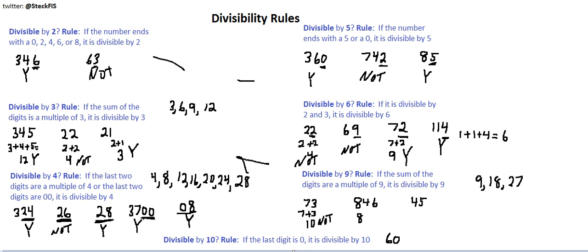846. All right, I'm going to add 8 plus 4 plus 6: 12 plus 6 is 18. 18 is on my list. So 846 is divisible by 9. Here I have 45. I'm going to add those 2 together. 4 plus 5 equals 9. And it is on my list, so it is divisible.